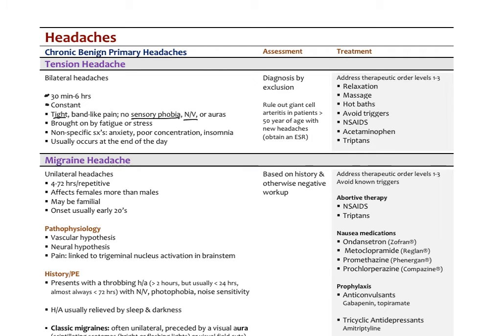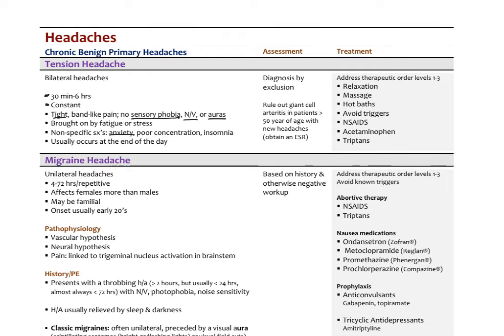No nausea, vomiting, or visual auras where you see spots in the visual field or dark things or things like that. Brought on usually by fatigue or stress. Very tight upper back muscles is a very common reason. And there might be nonspecific symptoms of anxiety and poor concentration, insomnia, and usually occurs later in the day. So usually the mornings are fine, and then it's usually midday and late in the day people get tension headaches.